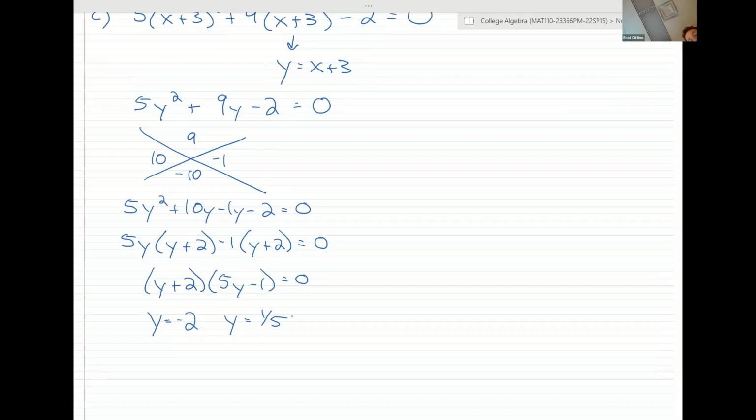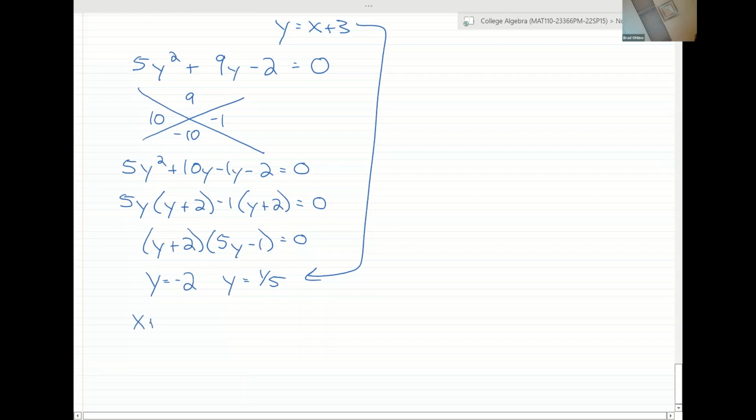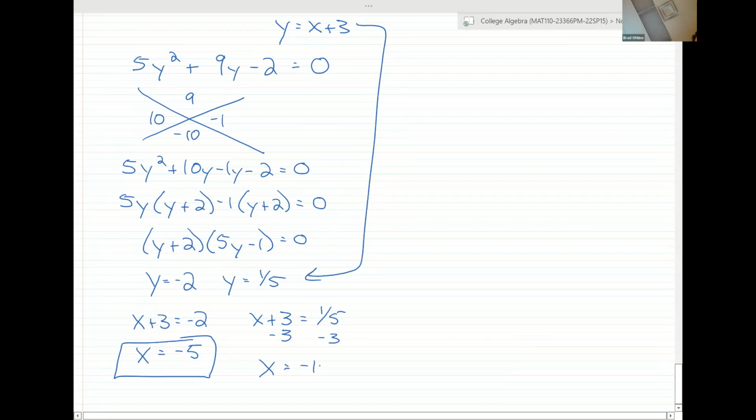So we substitute what y was. X plus 3 equals negative 2. We just get x is equal to negative 5. Plug it in over here. X plus 3 is equal to 1/5. X equals negative 14/5.